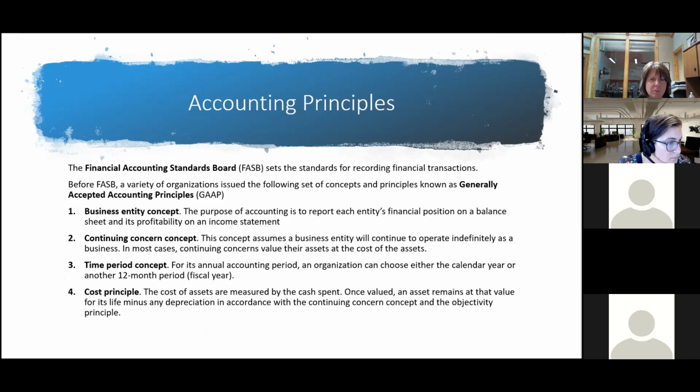So accounting principles. So all businesses should follow the same accounting principles in essence, right? We all have financial statements. We all have a cash account. We may have a liability account. We have expense accounts so that we can group transactions so that we can compare one business to another business.